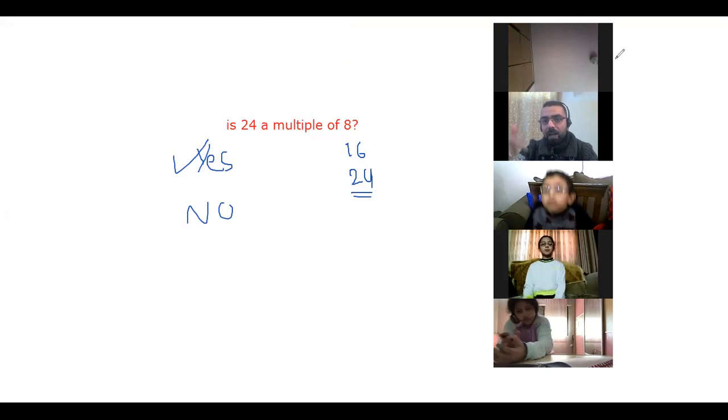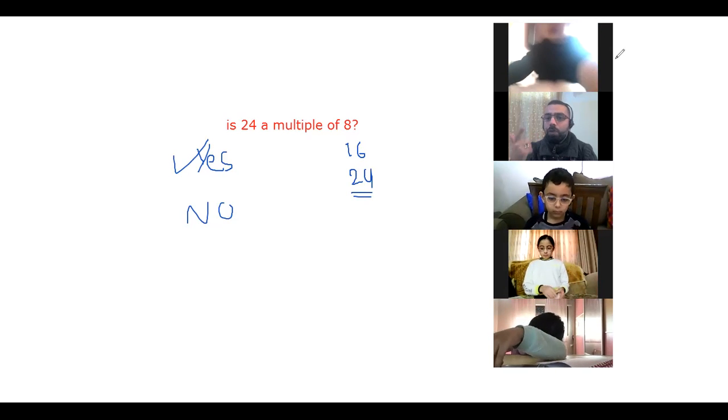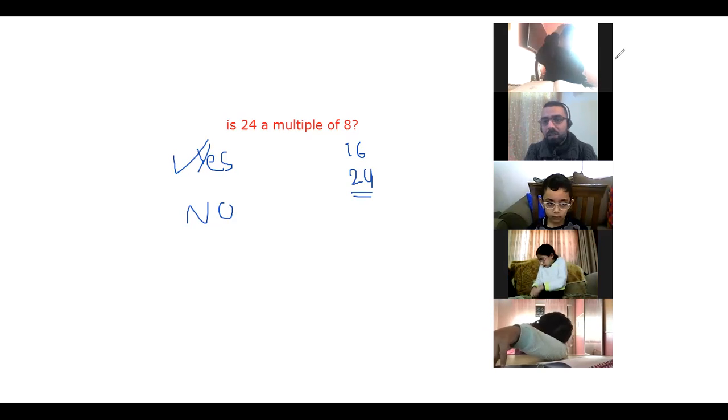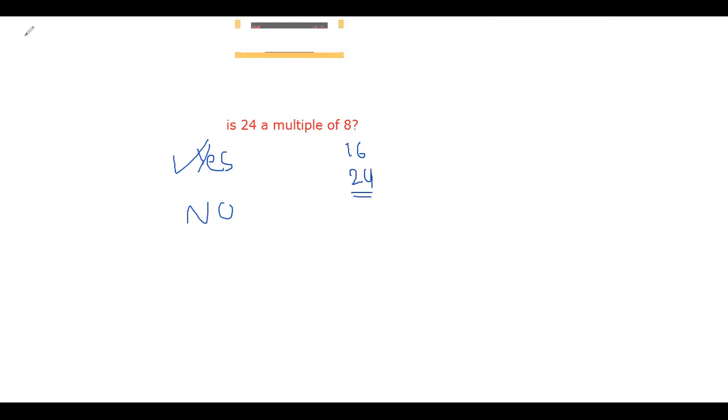Yeah. So start finding the multiples of the number and check if the 24 is one of them or not. Okay? That's it. Oh, teacher, so maybe if I do like 14, is it a multiple of 7? Yes. So the 14 is a multiple of the 7. You ask us something like this. Yes.